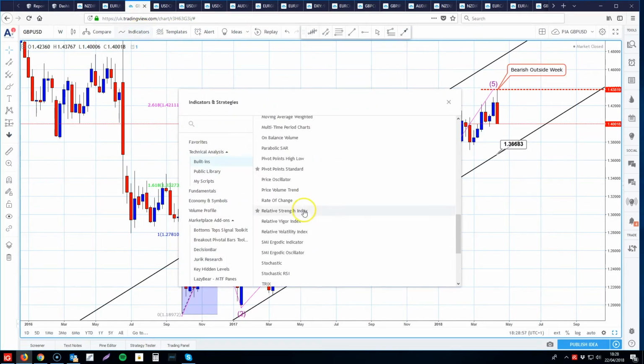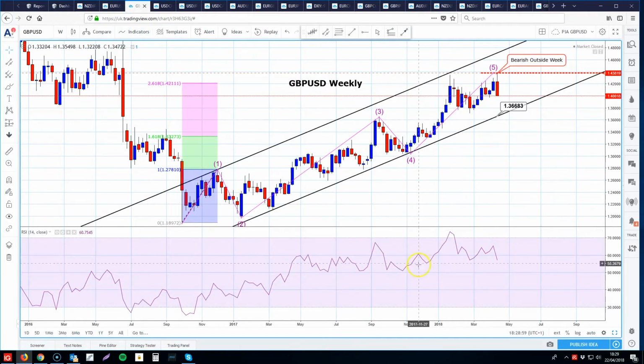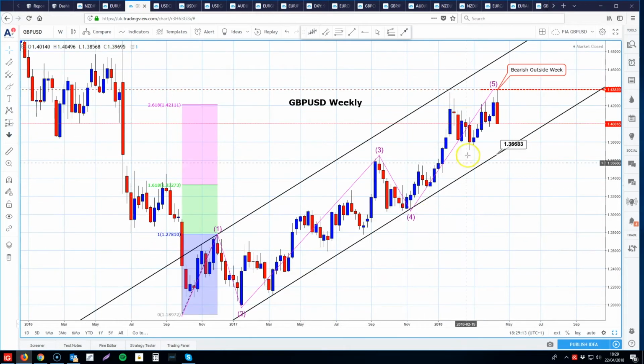If we put an RSI on here now, we're going to see some bearish divergence. So bearish divergence, so the chart has made a higher high, the oscillator has made a lower high, and that's sometimes a very good indication that this rally has come to an end. We've also got a bearish outside week, so this candle has completely engulfed the previous weekly candle, and that is also a good indication that a top is in place.